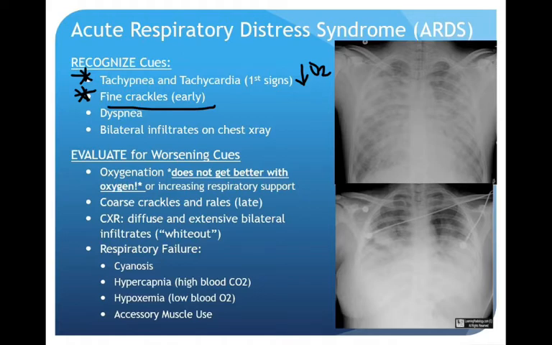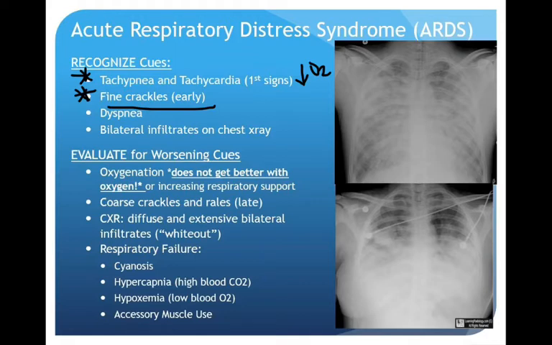But that is our first cue that we should be concerned about ARDS and take a further look: continued tachypnea and tachycardia, especially even after you've given some oxygen to these patients. If you are listening very discerningly in a quiet room with a great stethoscope, you can hear these fine crackles early, but they are very hard to hear, and they will be throughout all the lung spaces, not just in the bases, not just localized. You will hear fine crackles throughout all of the lung spaces.